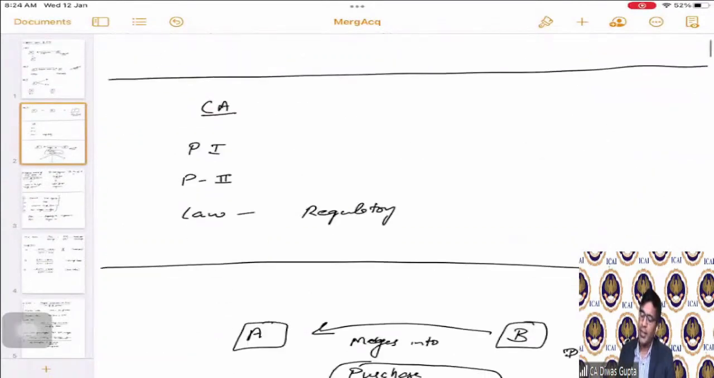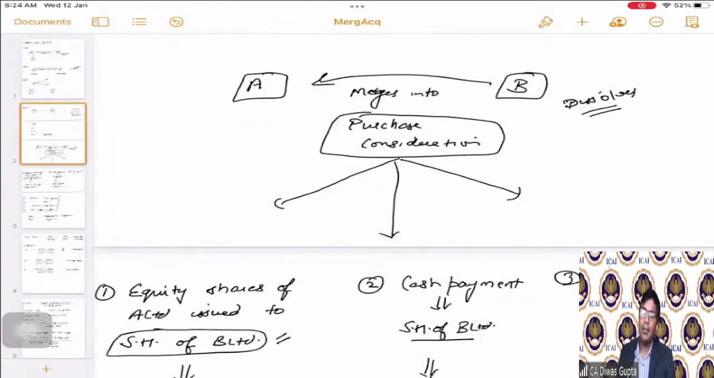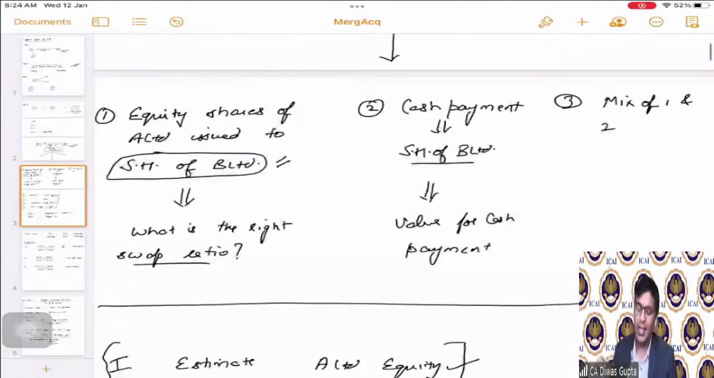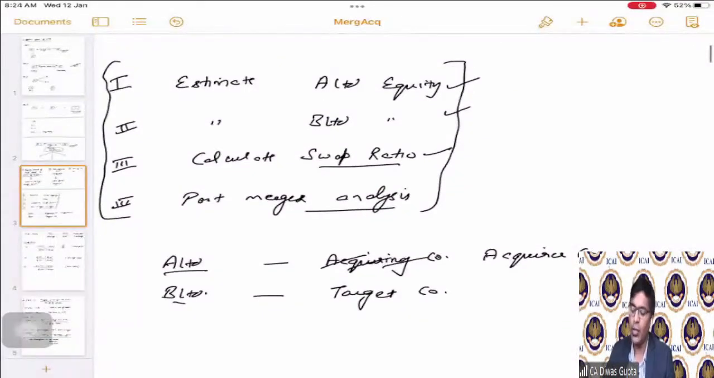Correct. Then we said that the purchase consideration can be settled through 3 modes. One is the issuing of equity shares itself, but in this the main point to remember is that the equity shares will be issued to the shareholders of B Limited, not to B Limited themselves. Then there is a cash payment, and then it can be a mix of 1 and 2. For issuing the equity shares, we need to know the right swap ratio, and for the cash payment, we need to know the right valuation.